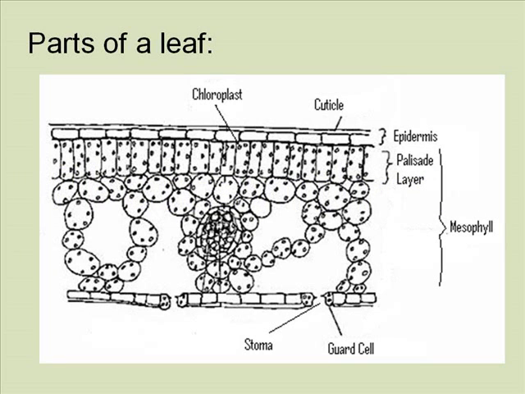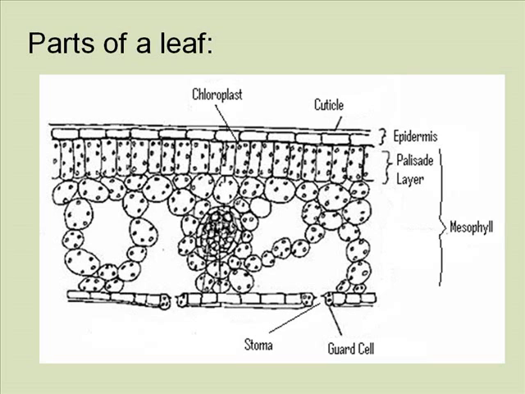Before we begin talking about the process of photosynthesis and why plants have to undergo photosynthesis, we need to look at the cross-section of a leaf. Now, a cross-section would be looking at the leaf through the side of the leaf. And in the picture here, the very top part would be the top of the leaf. The very bottom part of the picture is the bottom of the leaf.